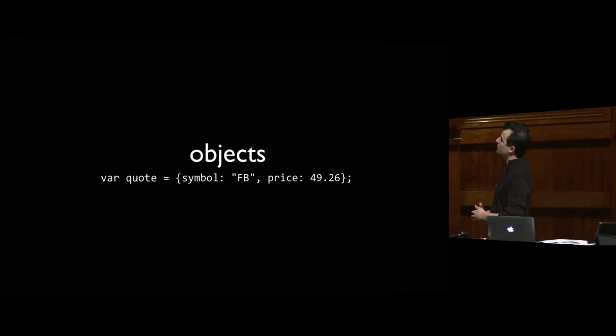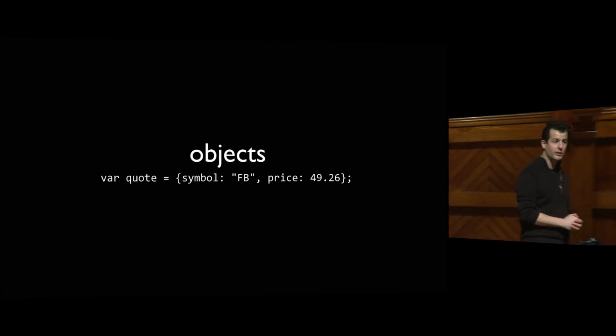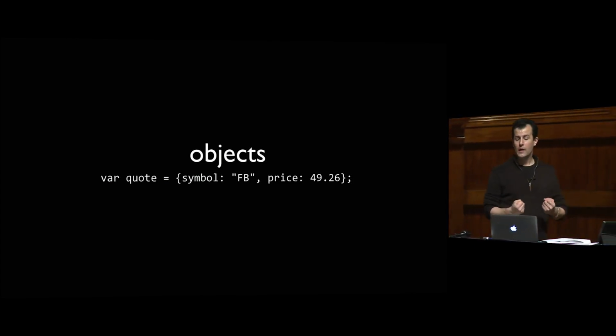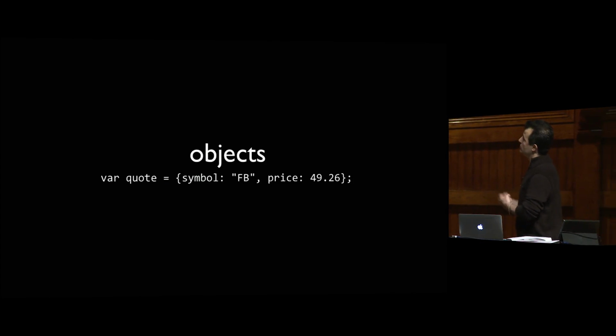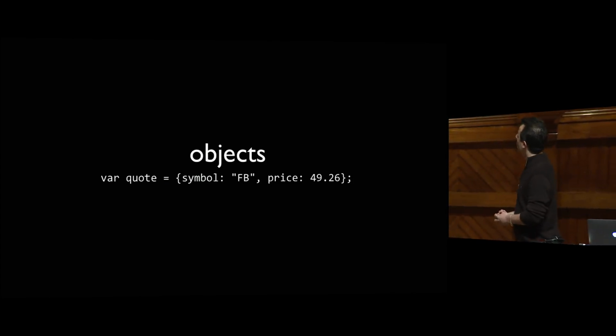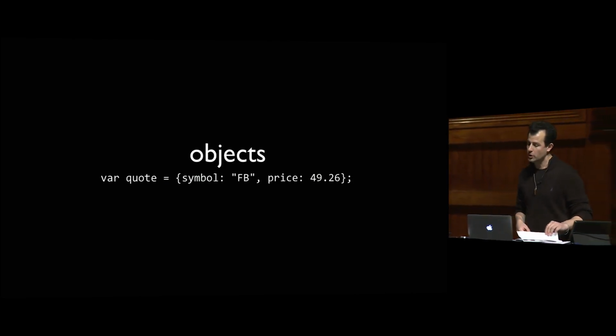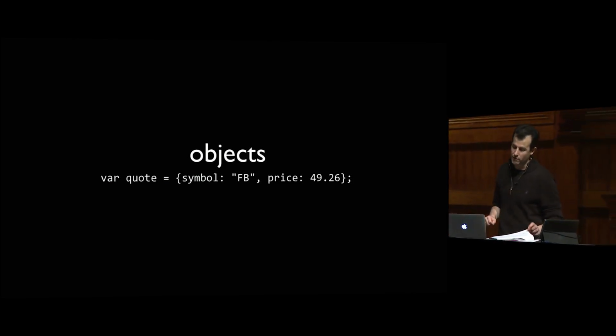Here, for instance, we're declaring a variable called quote. The type of that variable is an object. You can think of this as a C struct that has keys and values. Symbol is a key, FB is a value, apparently a stock symbol, comma, price is another key, and its value is apparently a floating point or a number, more generally in JavaScript, of $49.26.